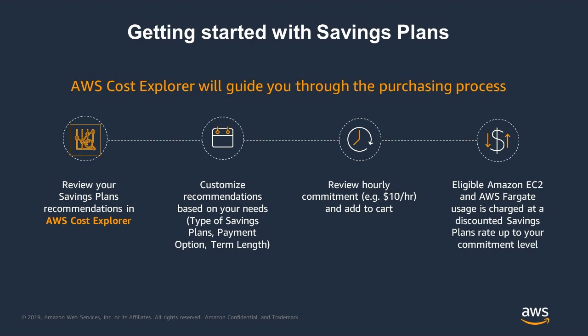So in order to get started with savings plans, review your recommendations in Cost Explorer to start. Then customize them based on your needs, so types of savings plans, payment option: upfront, partial upfront, no upfront, and the term length as well. Review your hourly commitment and add it to your cart. And then finally, upon execution, you should see that you're enjoying a discounted rate.